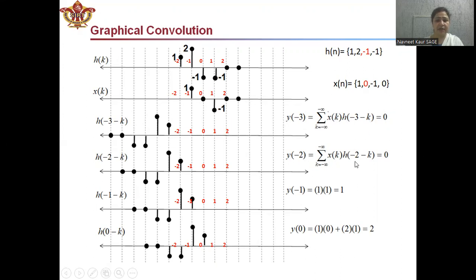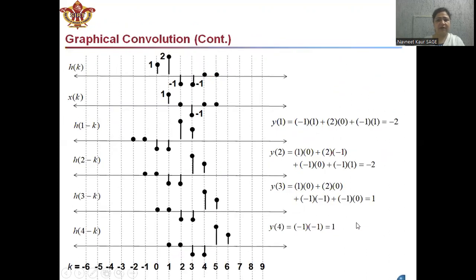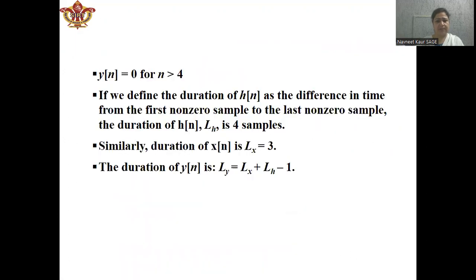Similarly, using the formula, I'll put n equal to -2 for y[-2]. Again, if I calculate, I'll get the value 0. Now for y[-1], when I calculate the samples, it will be 1. For y0, it will be 2. Y1, it will be -2. Y2, it will be -2. Y3, it will be 1. And for y4, it will be 1. So this is how I'll calculate the convolution sum.